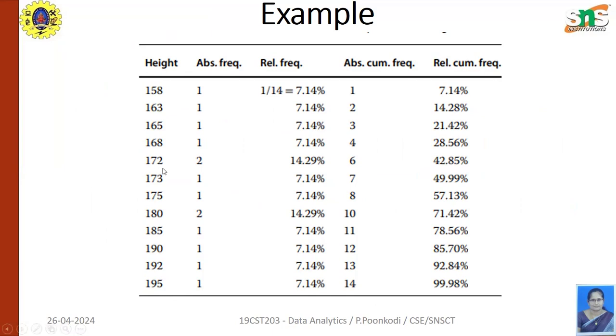The 172 and 180 alone are repeated. And the relative frequency we have to calculate: this absolute frequency divided by the total number. If you count all this, the denominator will come to 14. Based on that, you have to calculate the relative frequency. And the absolute cumulative frequency, we add these values, and it will be displayed over here.